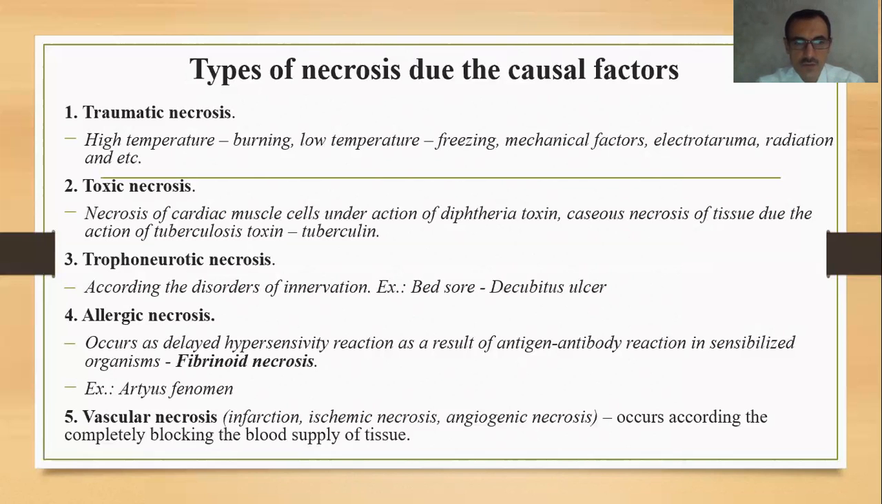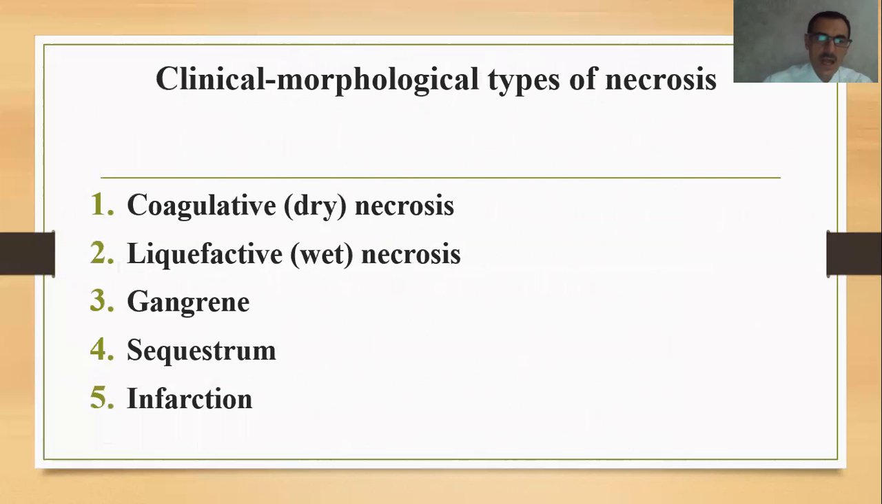And finally, the vascular necrosis. Another name is the infarction, ischemic necrosis, angiogenic necrosis, that occurs due to completely blocking the blood supply of tissue. Other clinical morphological types of necrosis include 5 types of necrosis.